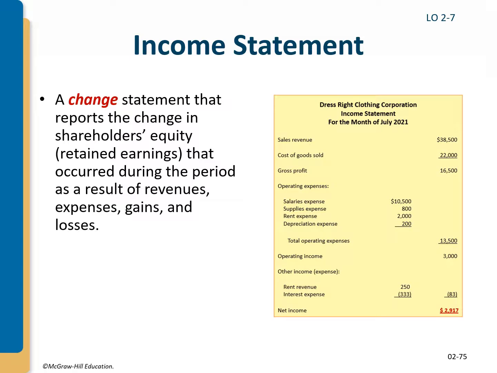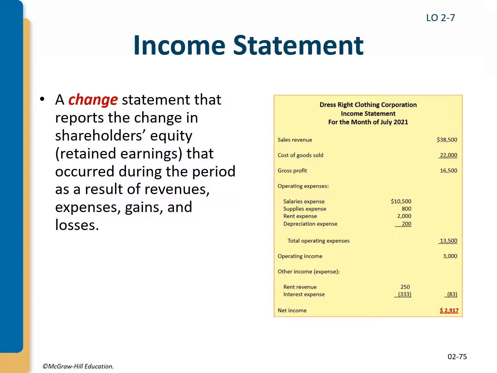So here is DressRight Clothing Corporation's, right off their adjusted trial balance. Sales revenue, $38,500. Cost of goods sold, remember, is an expense. We subtract it to get gross profit. We then list our major operating expenses, expenses directly related to the operations of our business. Salaries expense, supplies, rent expense, depreciation expense. We total those up. These are all off the adjusted trial balance again.